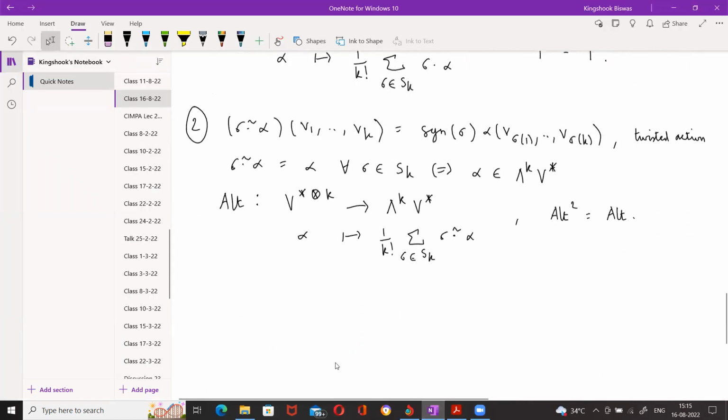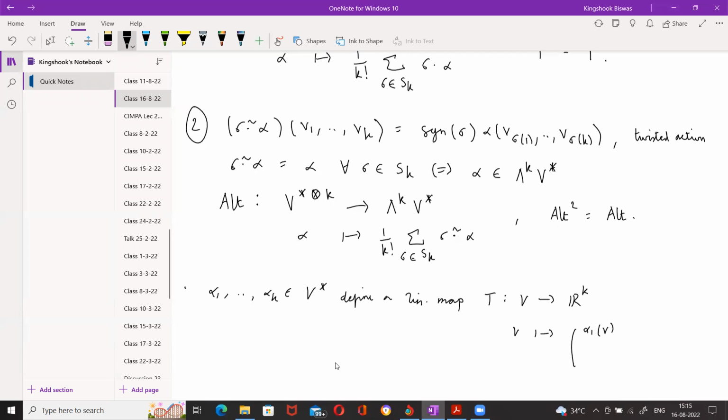You see, if I have alpha 1 to alpha k in V star, this defines a linear map T from V to R^k, where little v goes to the column vector alpha 1 of v up to alpha k of v.